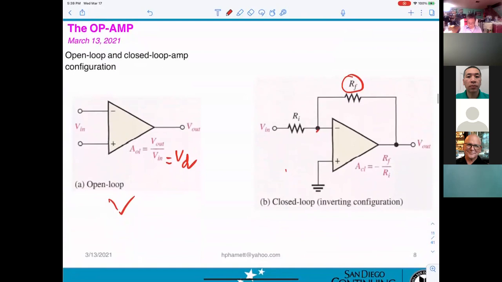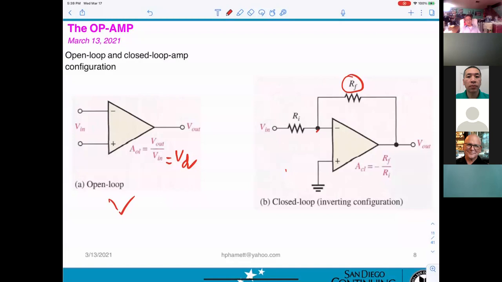On this page, they just give you the picture. One they call an open loop, one they call a closed loop. You can see the difference. Open loop means no connection at all. Closed loop means they have a resistor connected into the circuitry.